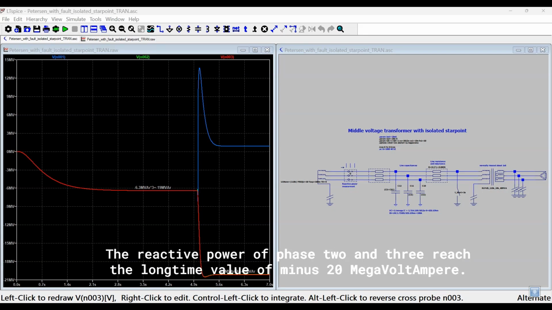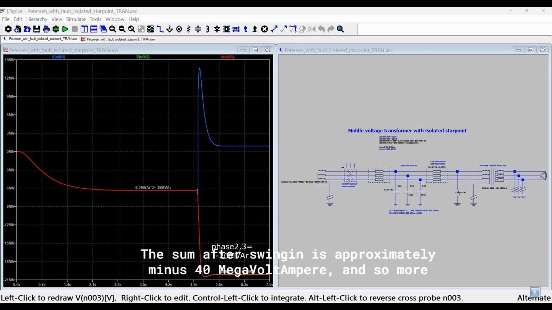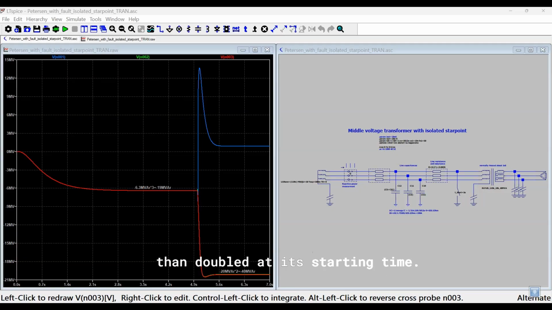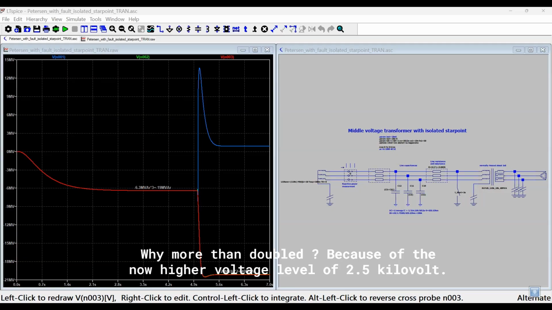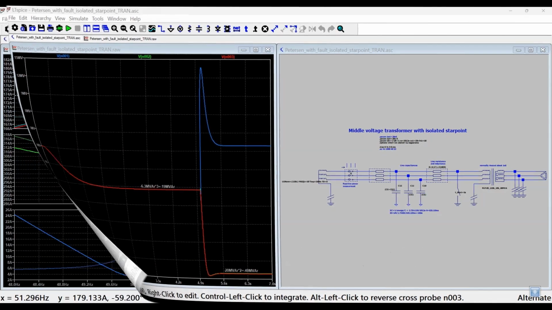The reactive power of phase 2 and 3 reached the long-time value of approximately minus 20 megaVAR. The sum after swing-in is approximately 40 megaVAR and so more than doubled as at starting time. Why more than doubled? Because of the now higher voltage level, 2.5 kilovolt.